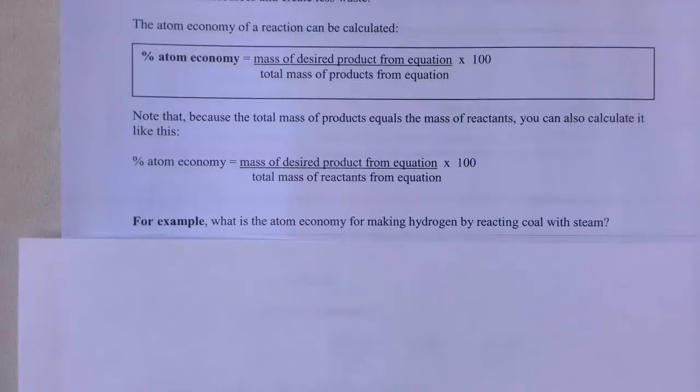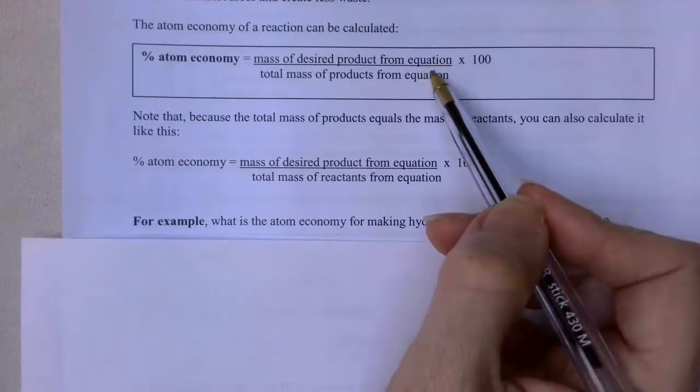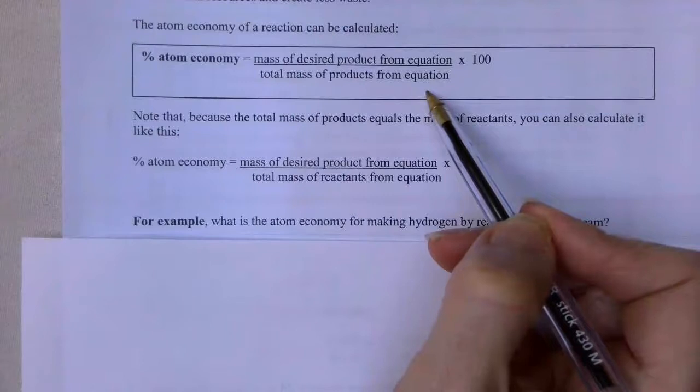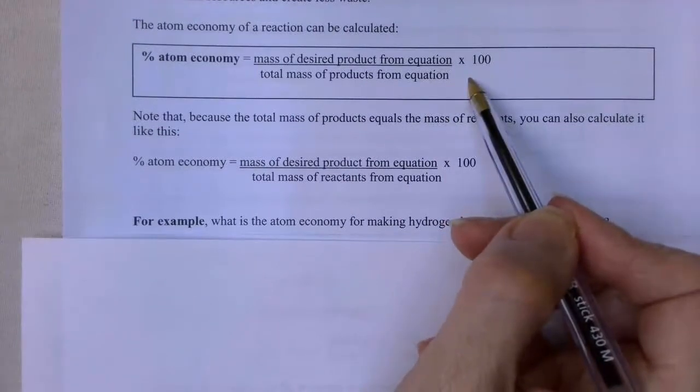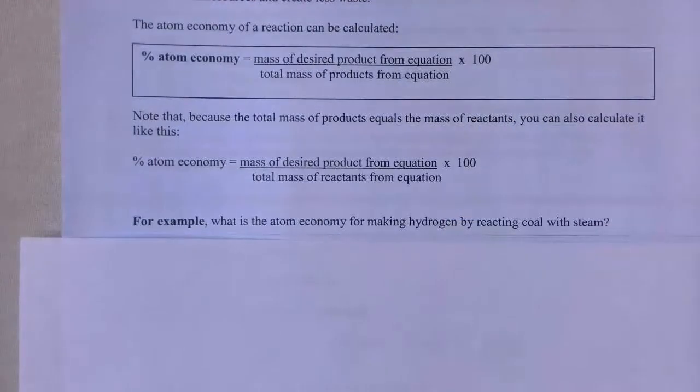So the other way of working out the efficiency of my reaction is to look at the atom economy. Now the atom economy is the mass of the desired products from the equation divided by the total mass of products again from the equation, times by 100, turn it into a percentage. So let's look at an example. The atom economy for making hydrogen by reacting coal with steam.